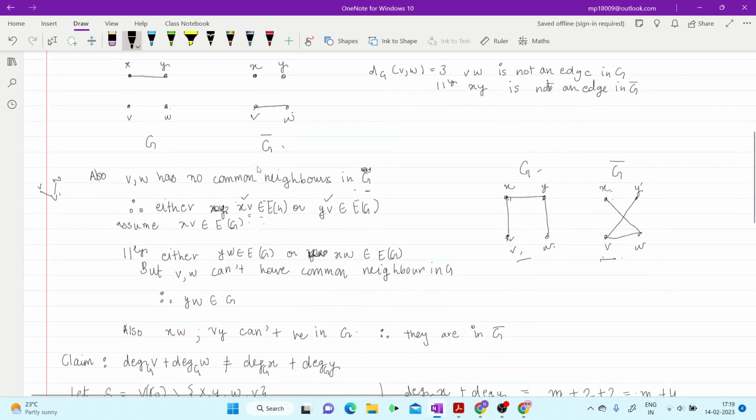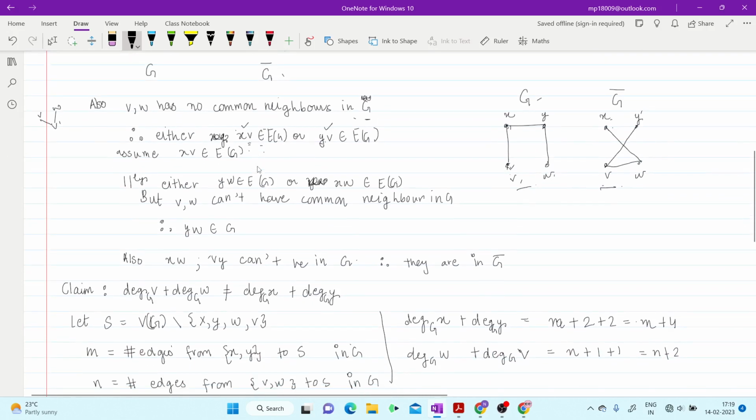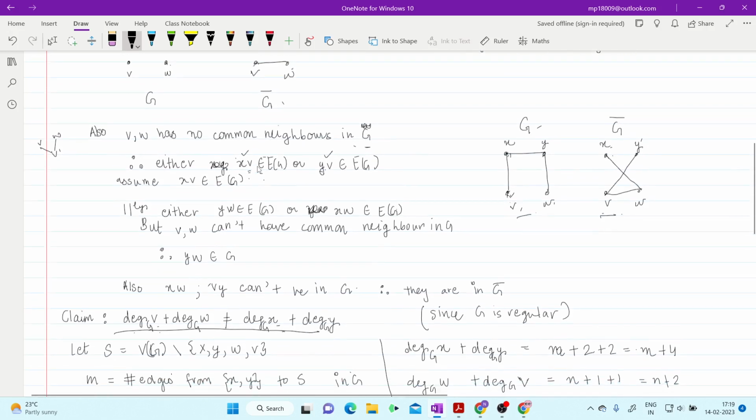Now once they have only these possible relations, our next claim is that if we sum up the degree of V and W in G, it will not be equal to the sum of the degrees of X and Y in G. And if we show this claim, we are done, because since G is regular, these should be equal. But if we are able to show that the LHS is not equal to the RHS, we have arrived at a contradiction and our earlier assumption was wrong.